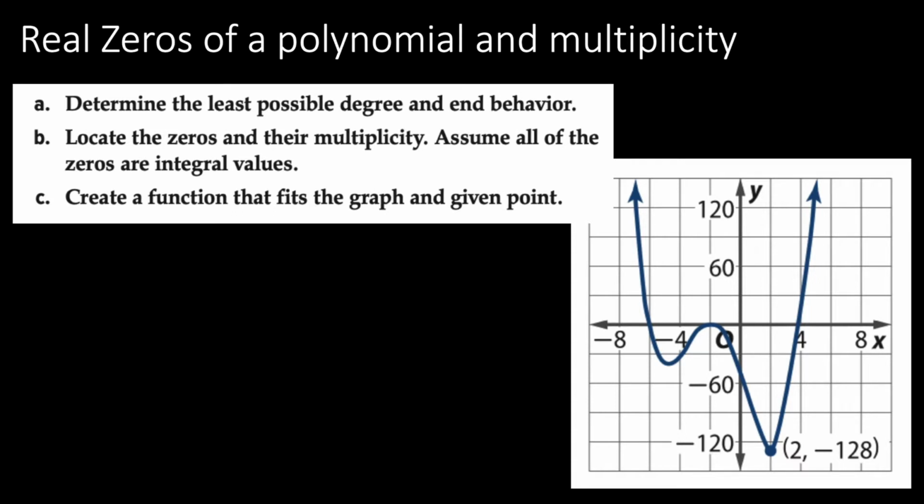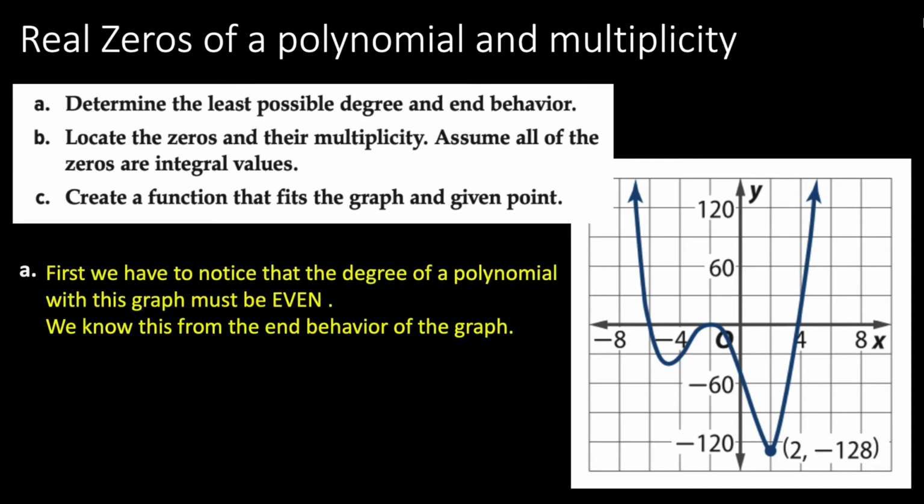So we have three questions related to this graph. Determine the least possible degree of end behavior for the graph. Locate the zeros and then multiplicity. Assume all the zeros are integral, that means they're integers, and then create a function that fits the graph and the given point. This is the given point, (2, -128). So we start with part A.